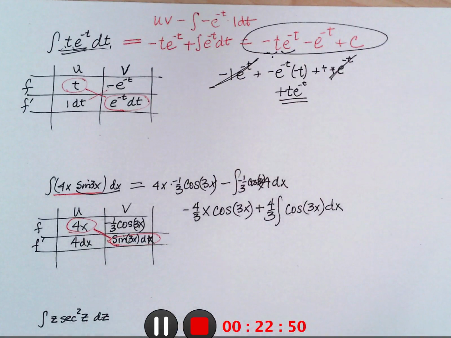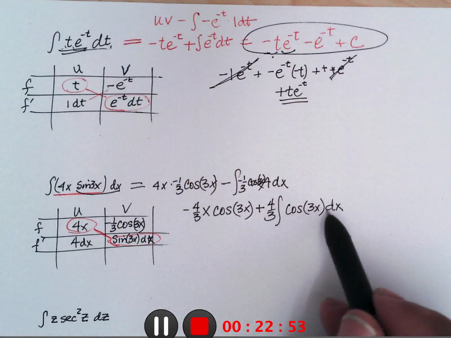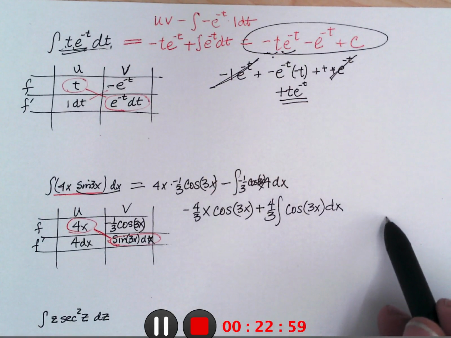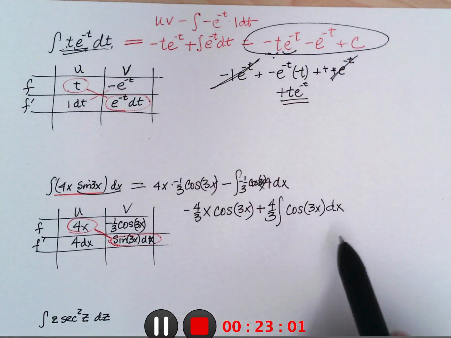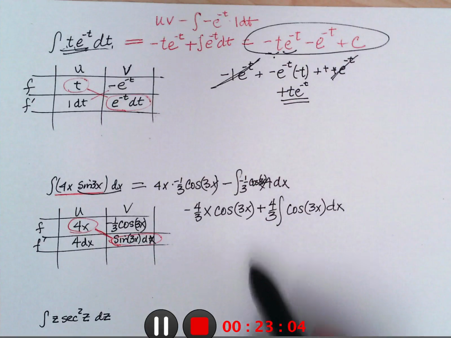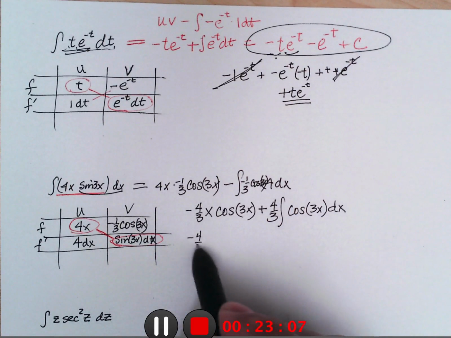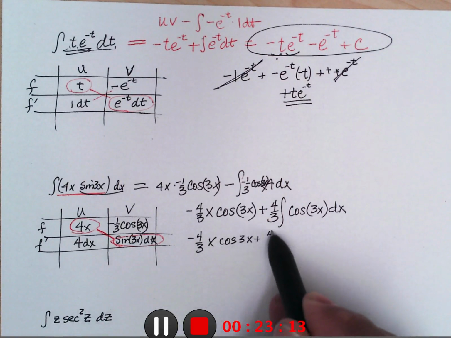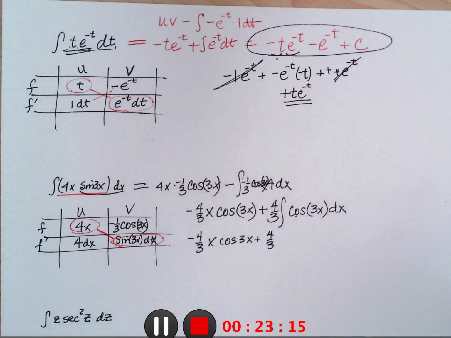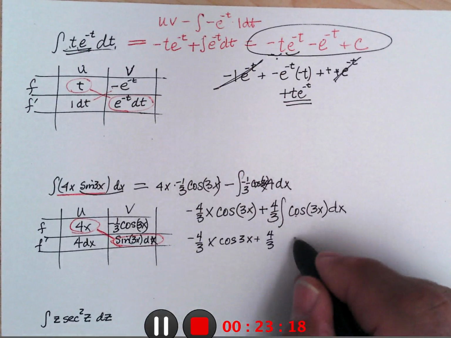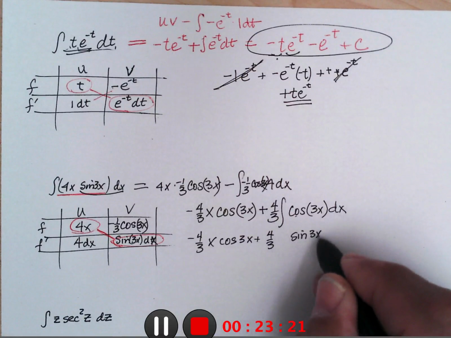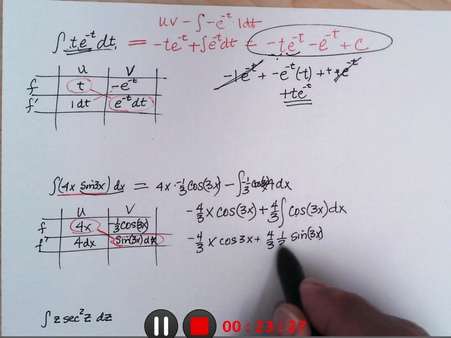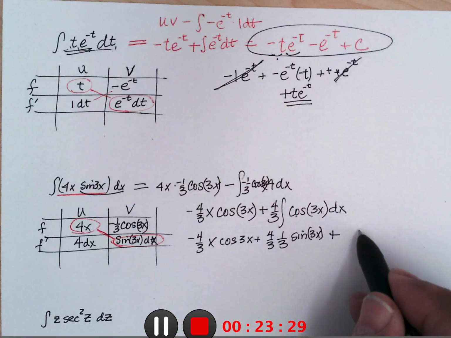And I think I can integrate cosine of 3x. That's simple enough. If you have trouble with the 3, you can do a separate u, or maybe call it w, equal 3x, and do a substitution and figure this one out. But we're going to get negative 4/3 x cosine 3x plus 4/3, the integral of cosine. See, the derivative of sine is cosine. But then there'd be times that 3 from the chain rule, so we have to do 1/3 sine 3x plus c.